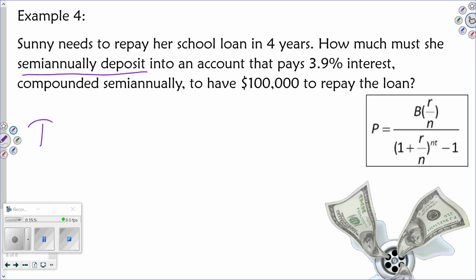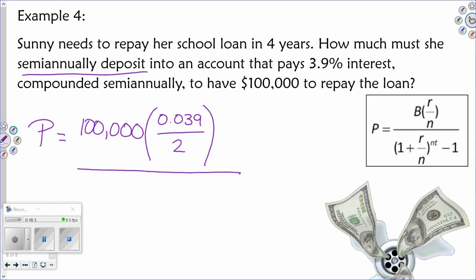All right, so P equals, we're looking for $100,000. The rate would be 0.039 divided by, how many times is it being compounded? 2. Semi-annual means 2. Divided by 1 plus my rate. We divided by 2. We're talking about 4 years minus 1. Holy smokes. It's a lot.